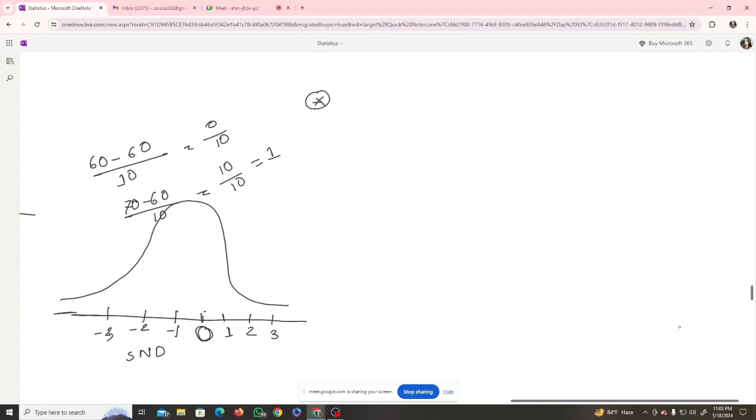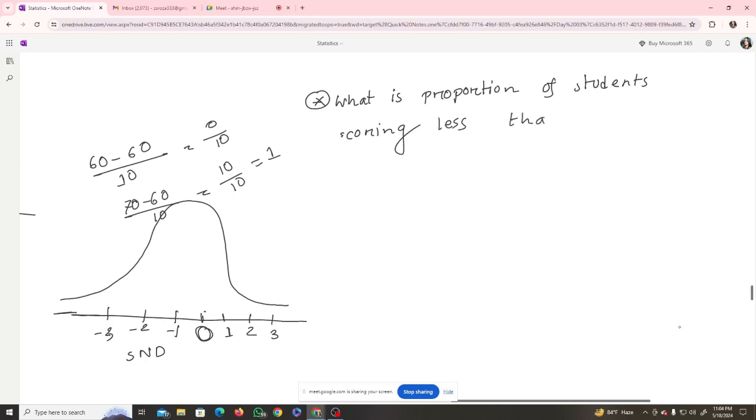Suppose you are told to find the proportion of students who scored less than 49 on the exam. So what are you supposed to do? You have to find what is the proportion of students scoring less than 49 on the exam.